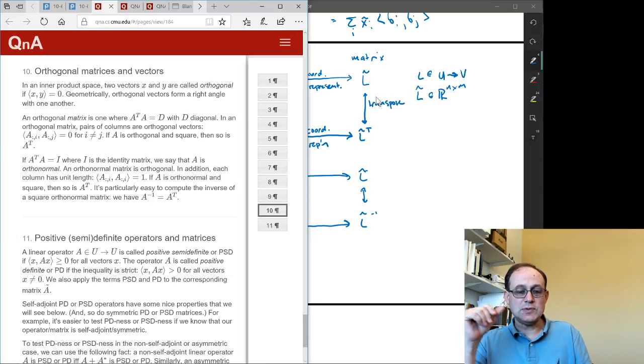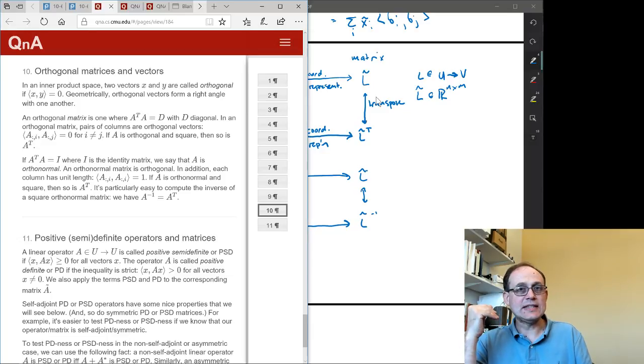If A transpose times A, columns being orthogonal means that A transpose times A is going to be diagonal. You can work that out by the fact that the ij entry of A transpose A is the dot product between the i-th column of A and the j-th column of A. And so we know that that's non-zero only when i equals j, and therefore only the diagonal entries of A transpose A can be non-zero.